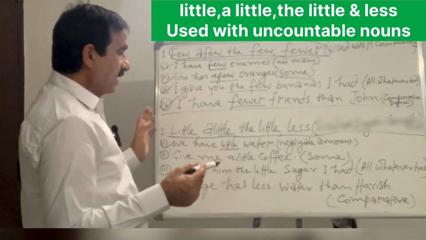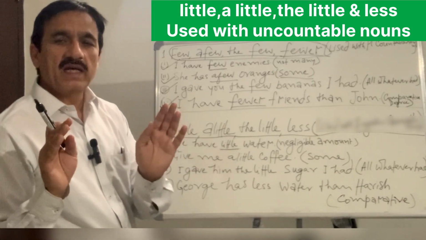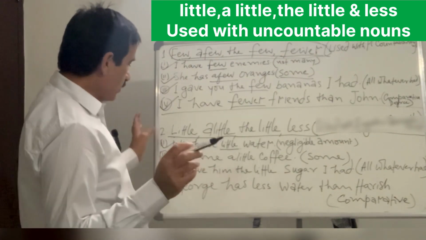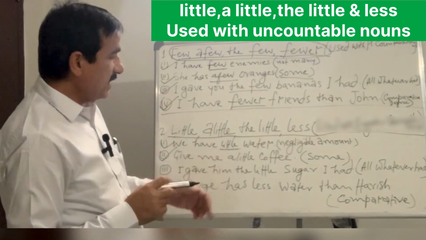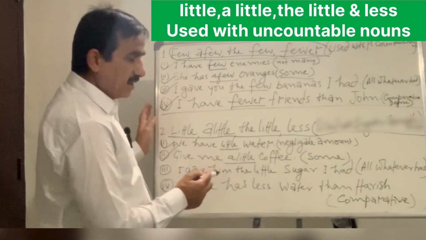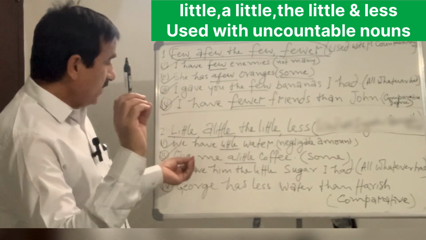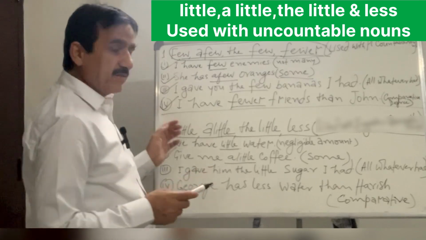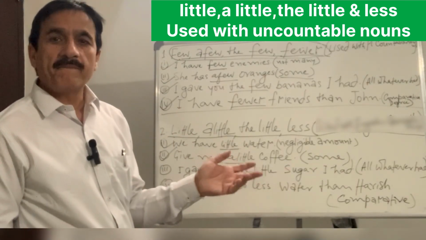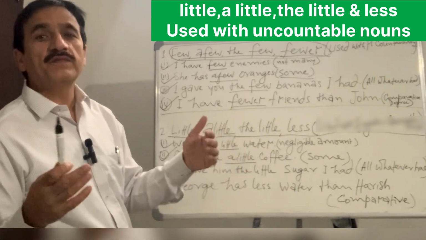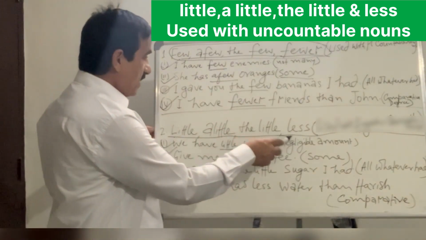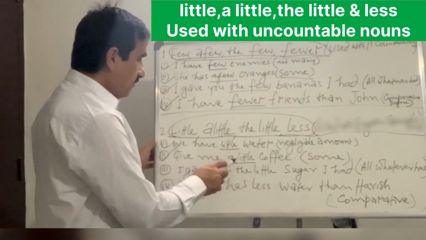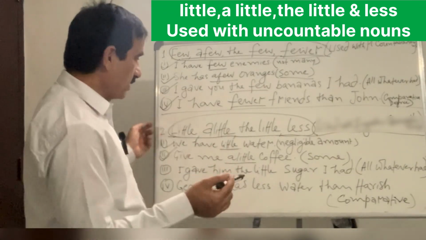So we have little water, बहुत कम, ना के बराबर, हमारे पास बहुत ही कम पानी है, not much. Give me a little coffee, but a little means some, थोड़ा. Give me a little coffee, give me some coffee. But if you say give me a little apples, that will be wrong because apples are countable. Then what should come here? A few apples. These are used only with singular uncountable nouns. So give me a little coffee, give me some coffee, थोड़ा coffee.